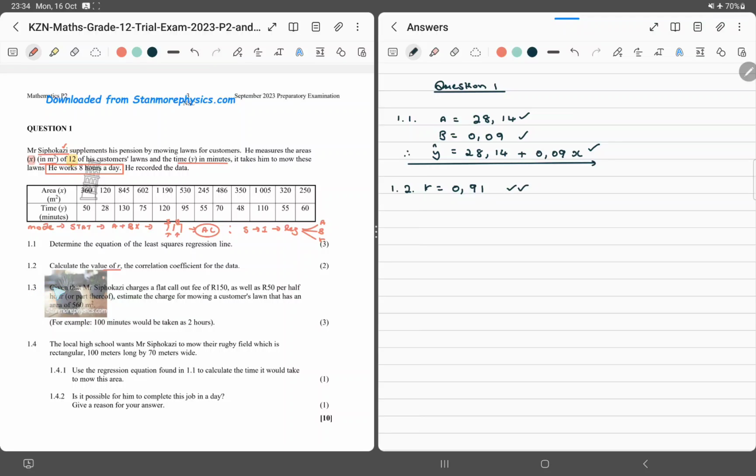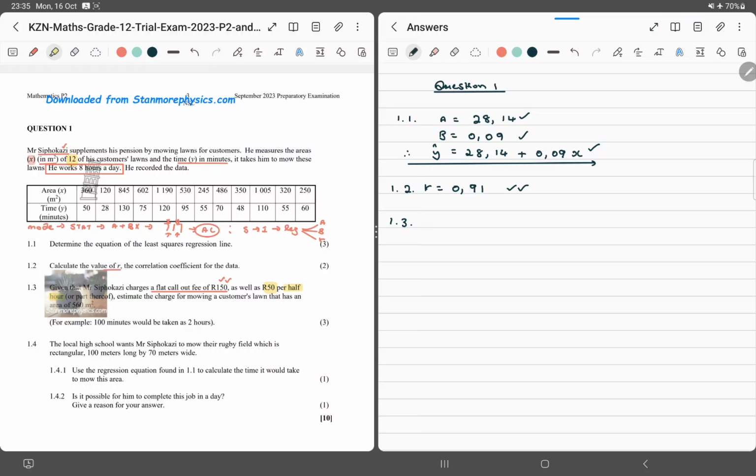And then we're told here, given that Mr. Siphokazi charges a flat out fee of R150. So that means calling him, this is what you should be prepared to leave from your pocket. As well as R50 per half an hour or part thereof, meaning even if it is less than half an hour, he charges 50 rands. Now it says estimate the charge for mowing a customer's lawn that has an area of 560. So that's fine, we can do that easily.